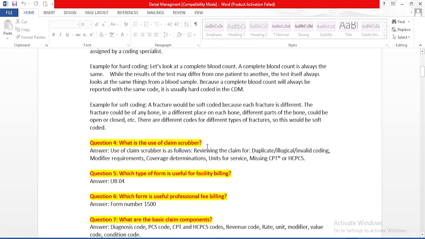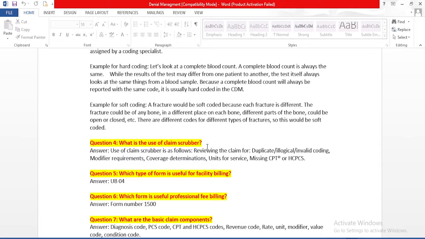Now we will learn about soft coding. A fracture would be soft coded because each fracture is different. The fracture could be of any bone, in a different place on each bone. Different parts of the bone could be open or closed. So there are different codes for different types of fractures, and this would be soft coded. It's not possible to enter a standard single code for a fracture.